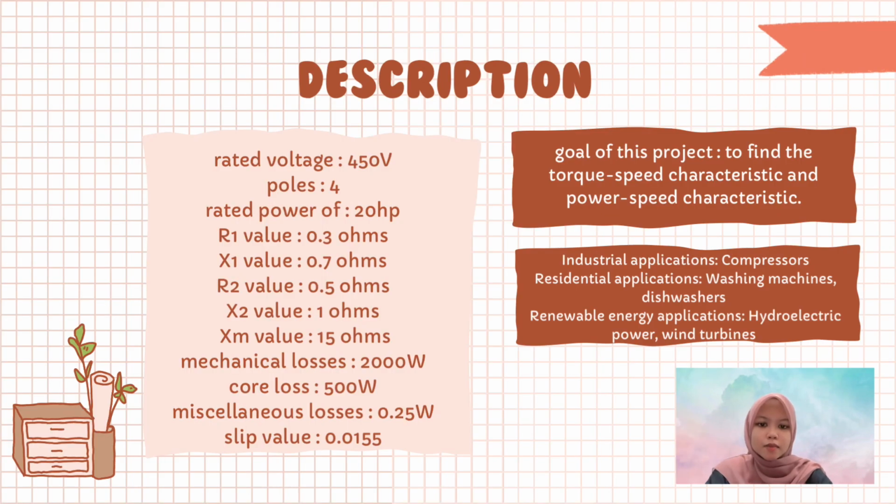Next, I will explain about description. This is the parameter that we use in this project. The motor has a rated voltage of 415 volts and 4 poles. The rated power of the motor is 20 HP. The stator resistance is 0.3 ohms and the stator reactance is 0.7 ohm. The rotor resistance is 0.5 ohm and the rotor reactance is 1 ohm.